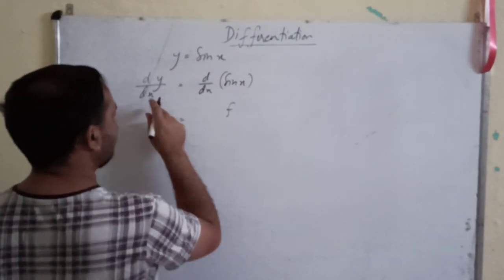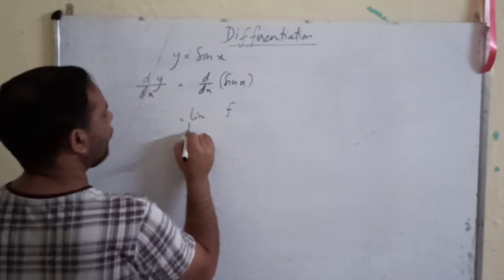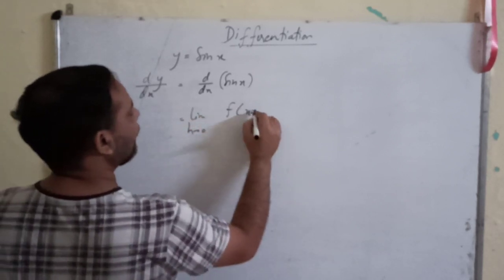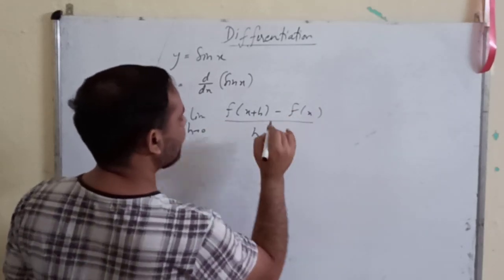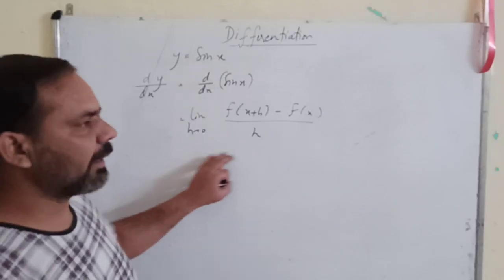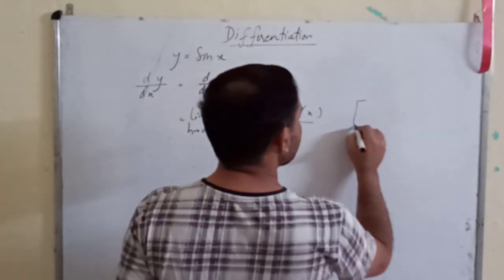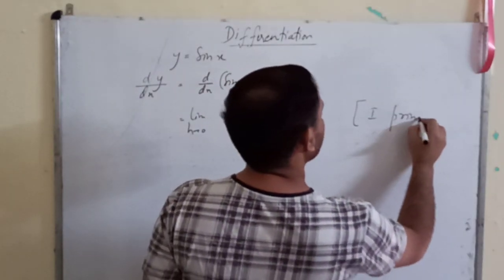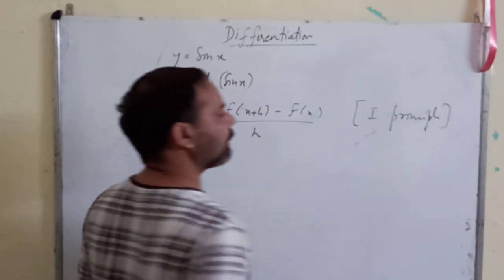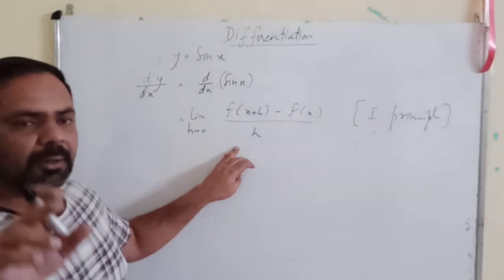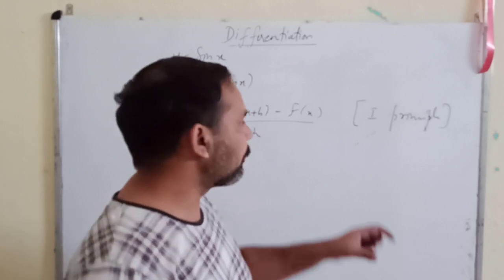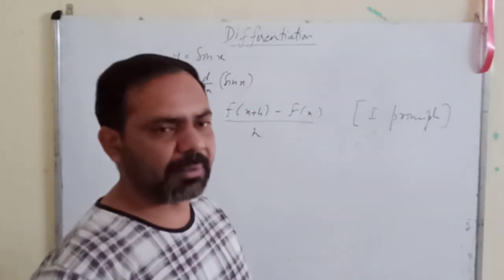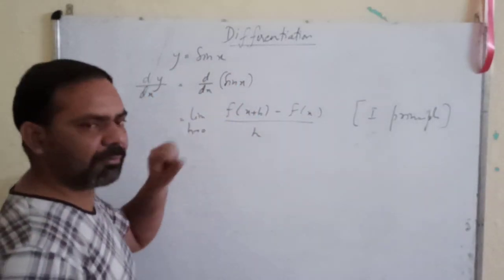You will write it like this. What is your derivative? It is limit h tends to 0, f of x plus h minus f of x, upon h. We already have this formula. We call this the first principle. Now I am giving you a method, just an example, of how to apply this formula to find the derivative. This is called the first principle.